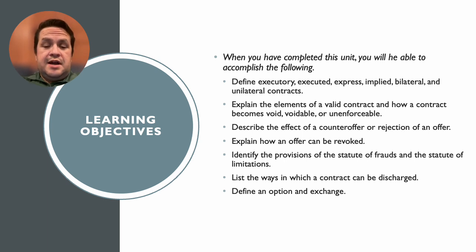So, our learning objectives on this unit, we're going to be able to define executory, executed, express, implied, bilateral, and unilateral contracts. Explain the elements of a valid contract and how a contract becomes void, voidable, or unenforceable. Describe the effect of a counteroffer or a rejection of an offer. Explain how an offer can be revoked. Identify the provisions of the statute of frauds and the statute of limitations. List the ways in which a contract can be discharged. And finally, define an option and exchange.